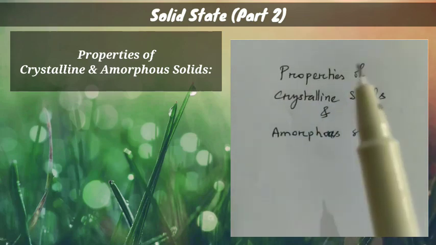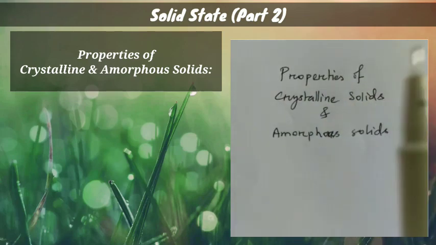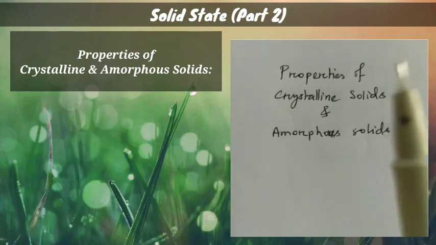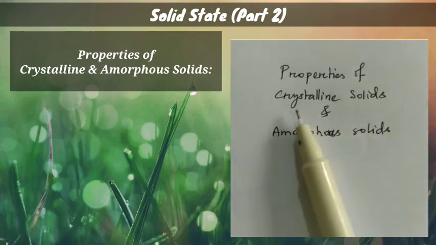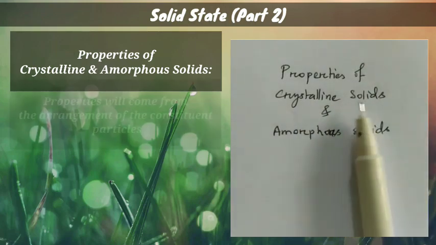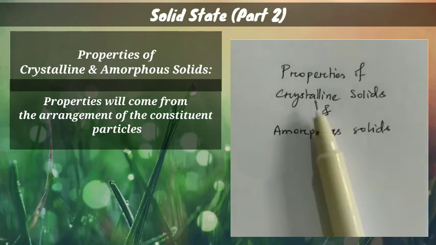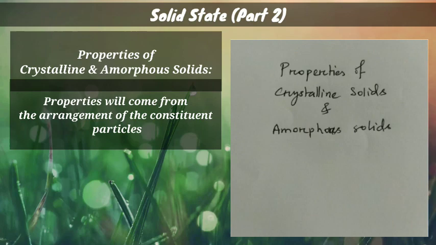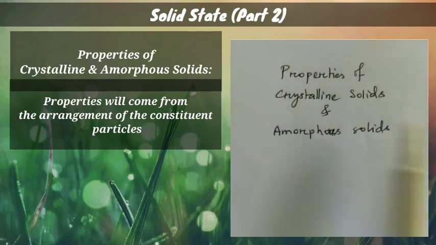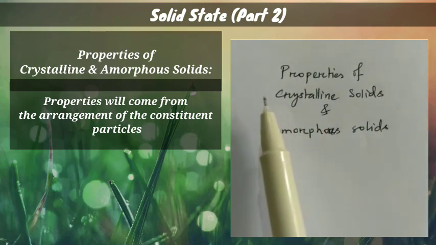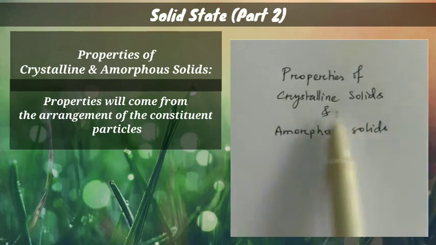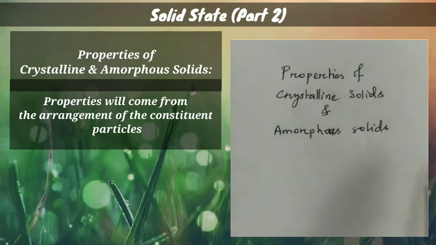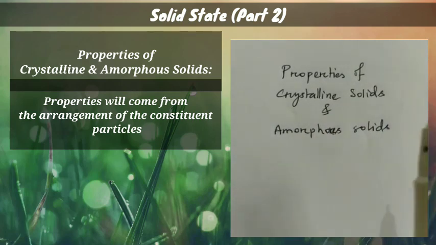Okay, physical nature. So what is physical nature? That which we are going to observe physically, such as their color, their melting point, their boiling point. That means appearance, melting point and boiling point are the physical properties. These properties of the two types of solids basically depend upon their structure.